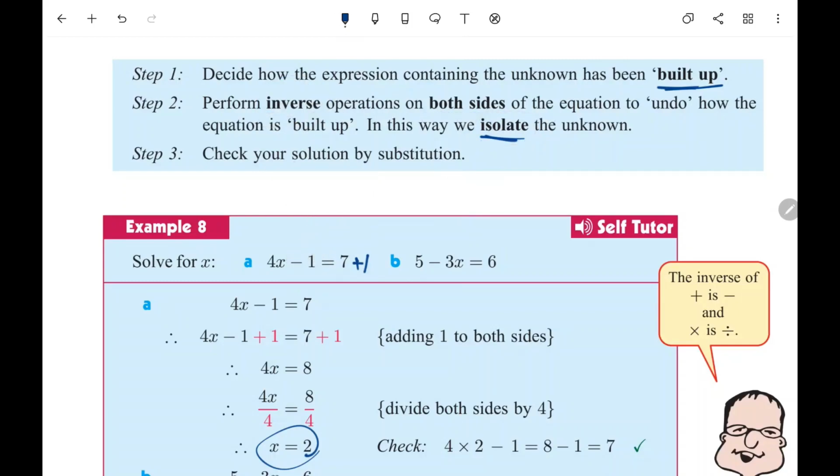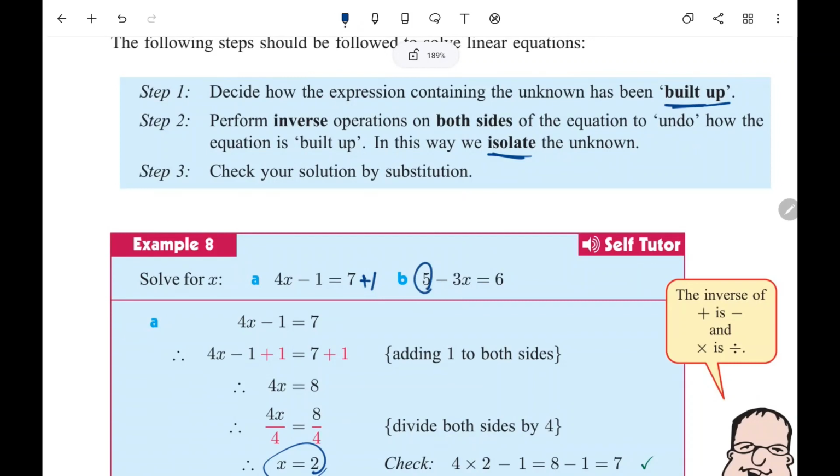Moving to the next one. Here we have 5 minus 3x equals 6. Here is the question. We need to isolate the unknown. What is the constant? We have 5. So 5 must move to the other side by making the inverse operation, right? So 5 will be moved to be negative 5. Here we have a hidden positive 5, so it will be negative 5. So right now we have negative 3x will equal 6 minus 5, which equals 1.